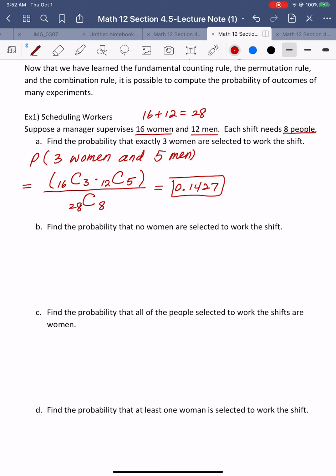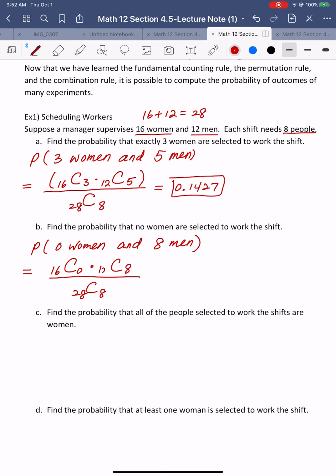All right, the probability that no women are selected to work the shift, which means 0 women, and then which means everybody should be a man. So same idea, a total of 8 people from the 28, but from the 16 women you don't pick any person, and you pick everybody from the men's part. So compute this together, you got 0.002. Oh, one more, 0.0002. Sorry about that.